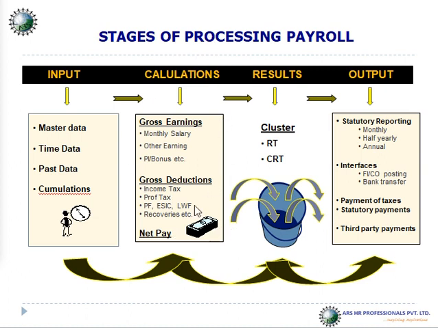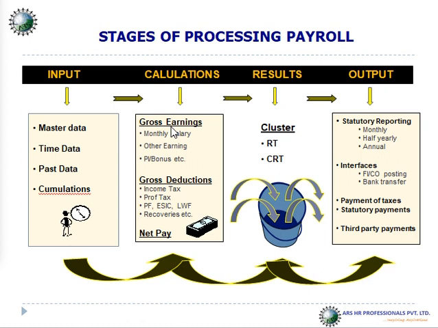The second stage is the calculations. In the calculation we need to do three different kinds of calculations. The first calculation is gross earnings. So what is meant by gross earnings? While calculating the gross earnings, we have to consider the monthly salaries, for example your basic, TA, DA, HRA, whatever monthly fixed components are there. Apart from that, we need to consider the ad hoc payments, like any other earnings, performance incentive or bonuses. These things we need to consider while calculating the gross earnings.